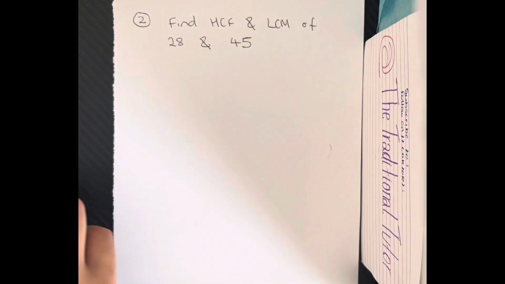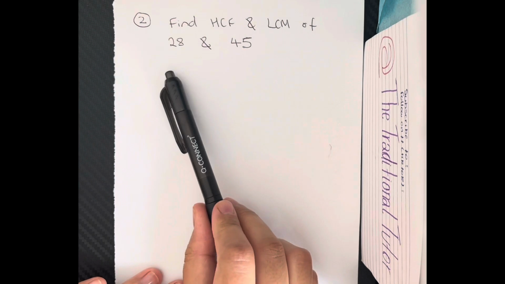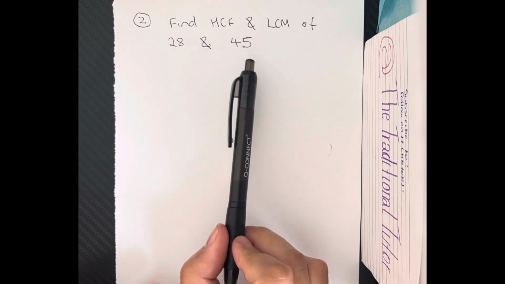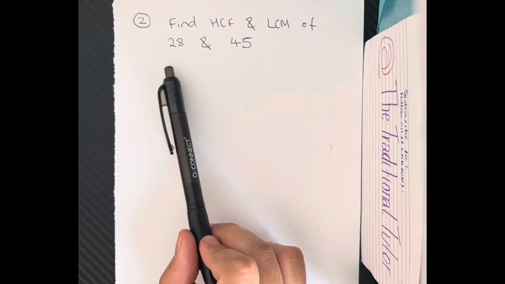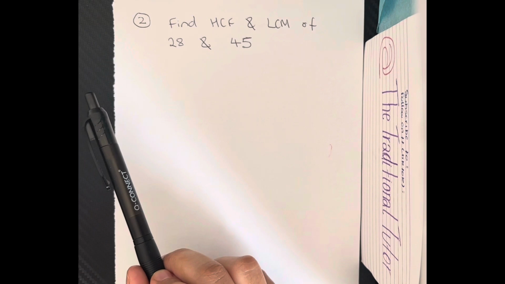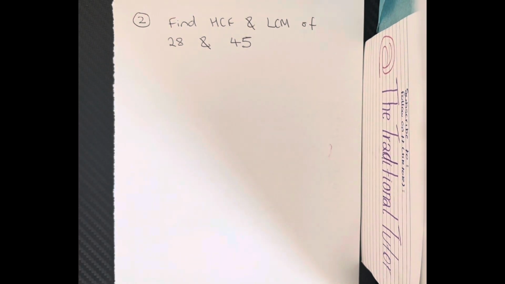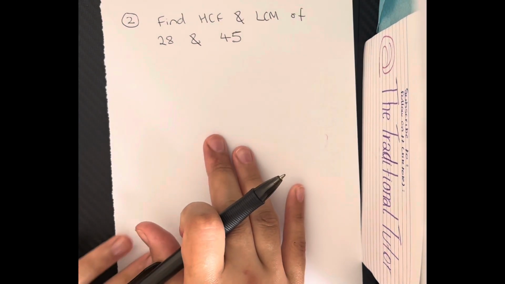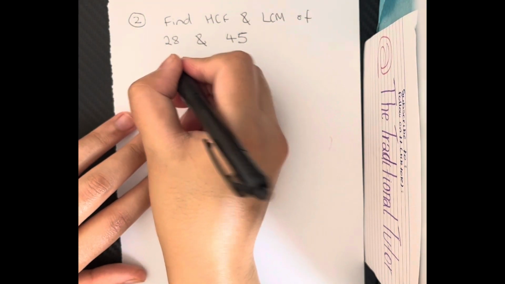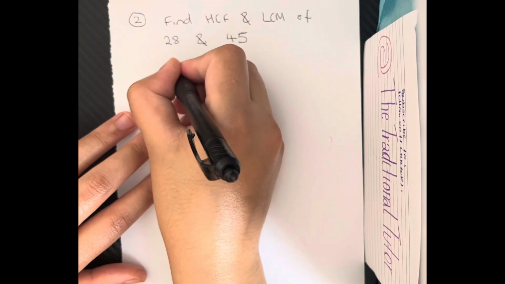Okay, so the next example is we've got brand new numbers. Okay, so 28 and 45. We're going to work out the HCF and LCM of them. Now, these two numbers, we've not looked at their prime factor decomposition in the previous examples. That means we've got to start from step 1, which is to do the prime factorization, okay, using the tree diagrams.